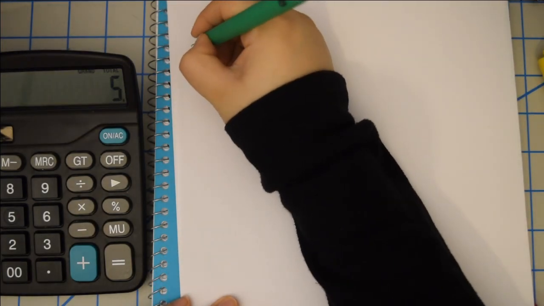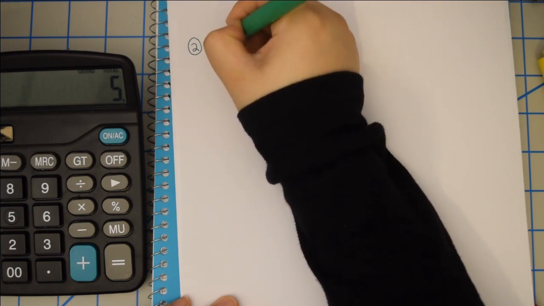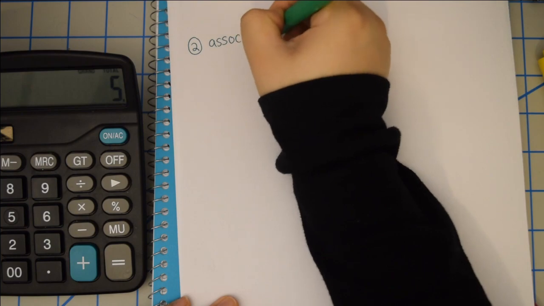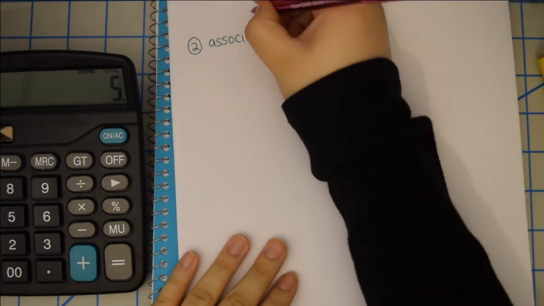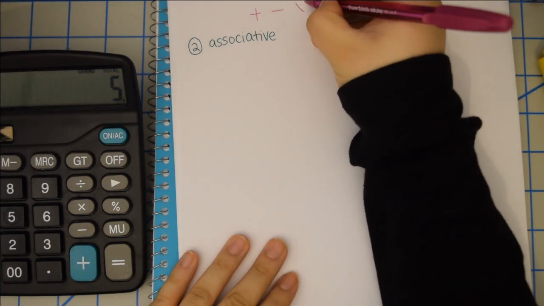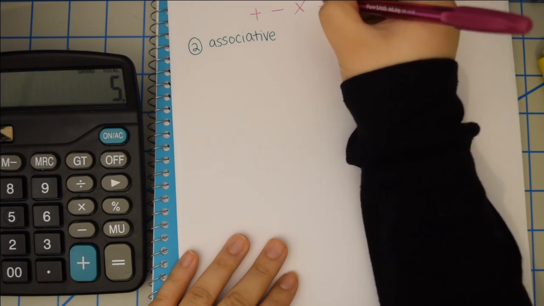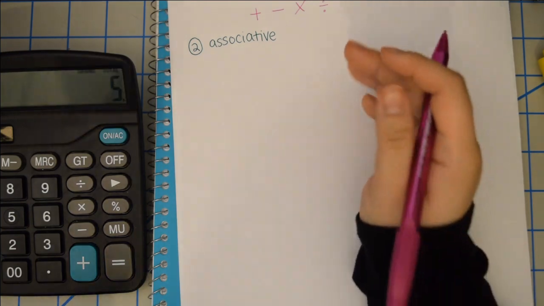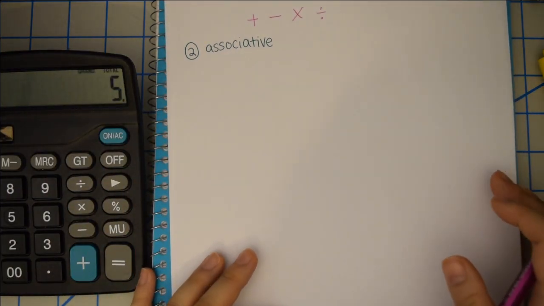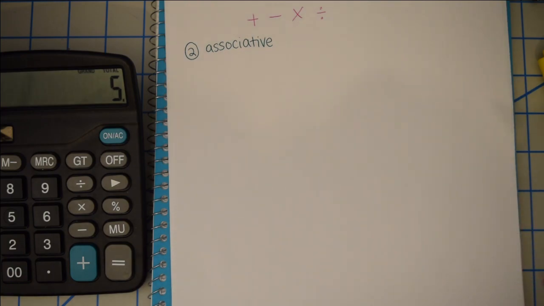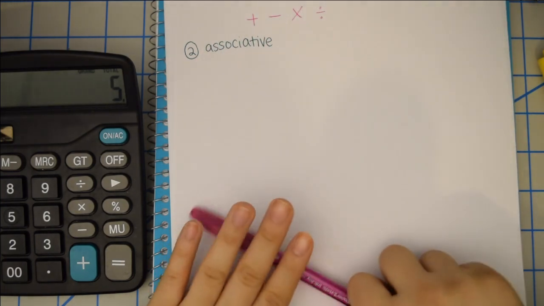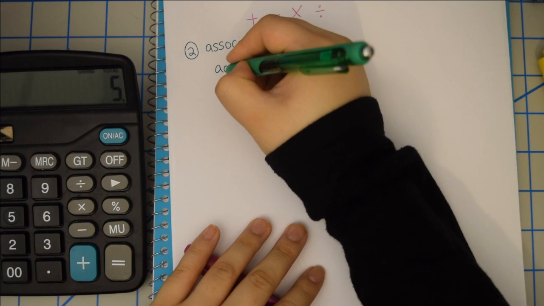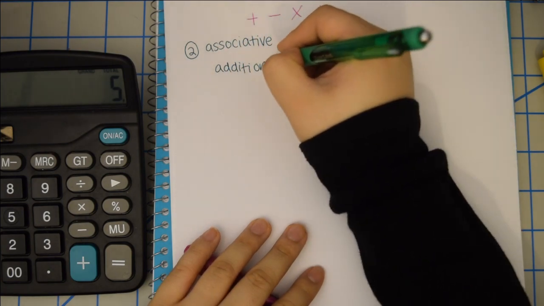Okay, so next is the associative property. Associative. And again, we're talking about operations. So I'll just rewrite our main for now. And for the associative property, it's all about parentheses and regrouping. Okay. So what I mean by that is we need at least 3 terms. So for instance, let's see if addition is associative.